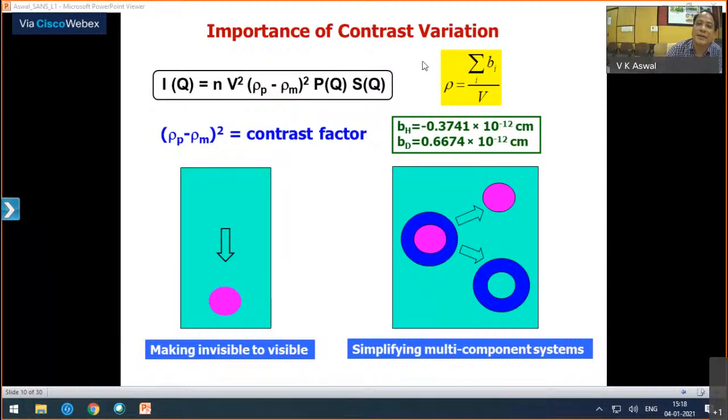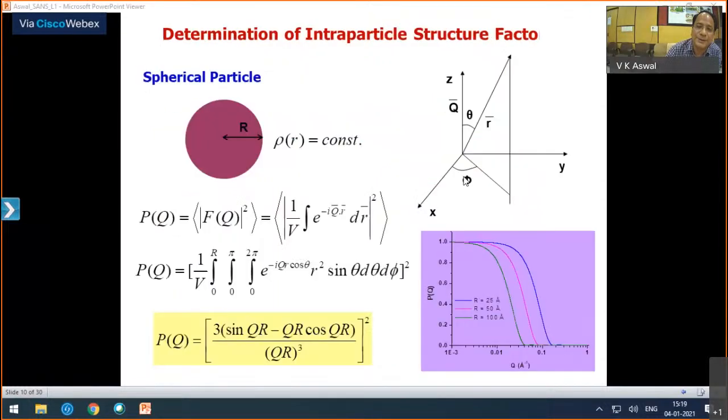So as I was saying, the importance of contrast variation. This term is called contrast factor. And what is good with this small angle neutron scattering technique is that you can make invisible things visible and vice versa, visible to invisible. And also you can simplify a complex system. For example, a core-shell structure you can see just as a core or a shell. How you will see that, I will come to in tomorrow's lecture. But these are the good things with the neutrons, unlike other techniques.